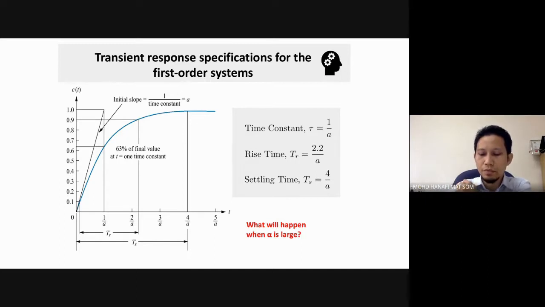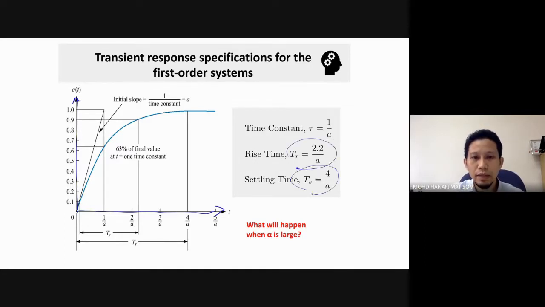For the rise time, this is from the calculation given. We can use the rise time, which is actually 2.2 over a, and the settling time is equal to 4 over a. For the rise time and the settling time, they found it numerically by plotting the response here. So they calculate using the computer, and then you will get this expression for Tr and for Ts.